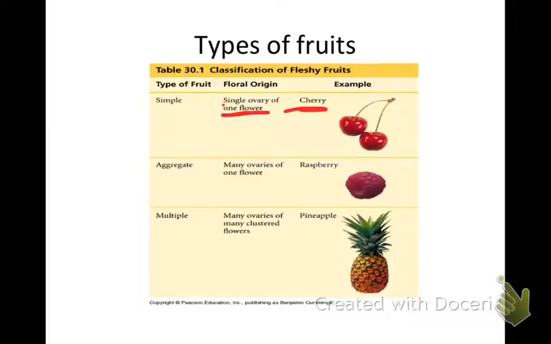If you're an aggregate fruit, these are things like raspberries, blackberries. Please highlight that there is one flower but several carpels, which means there are going to be several seeds inside those little bitty kind of tough little bumps that you find inside of those. Those are all the seeds. And then there's multiple, like a pineapple. It has many ovaries, many clusters of flowers. Every one of those dots on that pineapple, before that fruit was produced, was a flower. That's why it's called multiple.